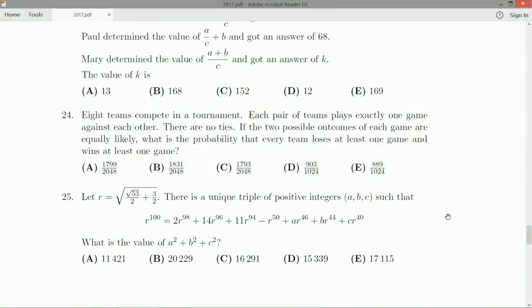Fermat paper. What have we got here? 8 teams compete in a tournament. Each pair of teams plays exactly one game against each other. Okay. There are no ties. If the two possible outcomes of each game are equally likely, what is the probability that every team loses at least one game and wins at least one game?